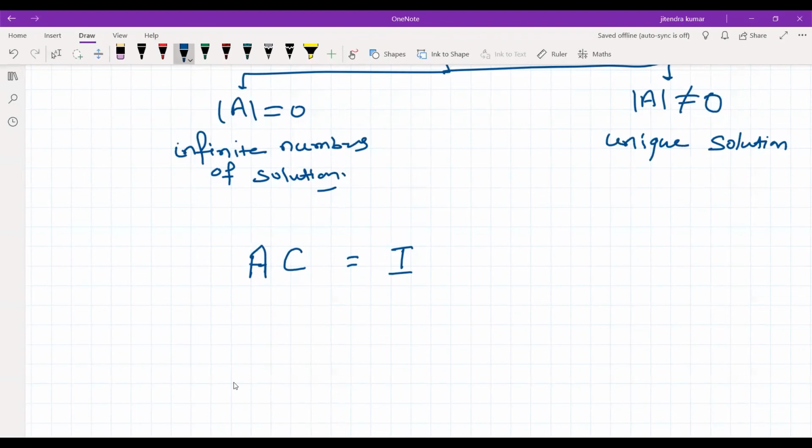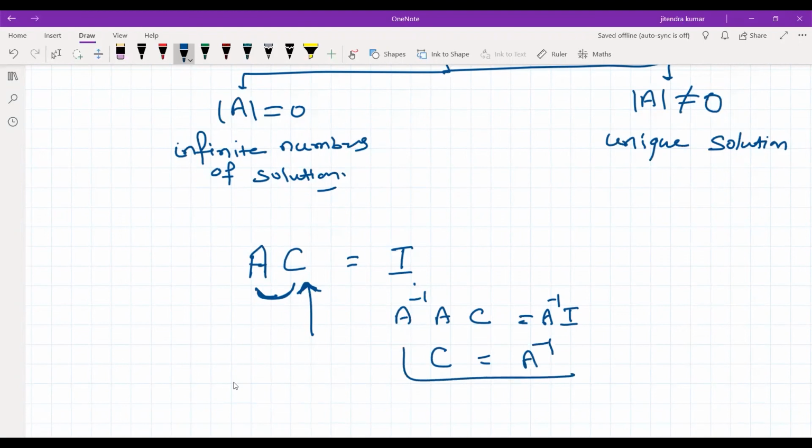Now you can see, if two matrices are getting multiplied and giving us I, it means this matrix C must be the inverse of A. Or you can show this by just multiplying both sides by A inverse. So this will become I now, so C is equal to A inverse. So the given matrix C is nothing else but our A inverse.